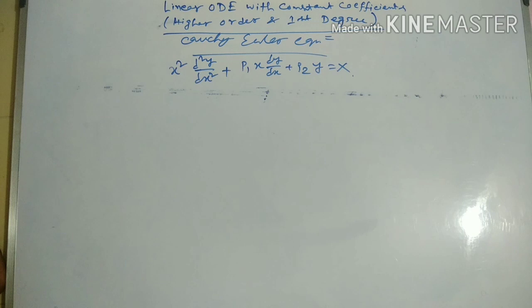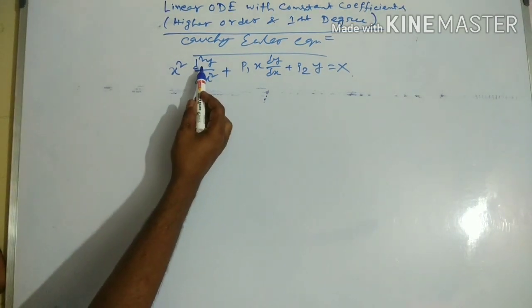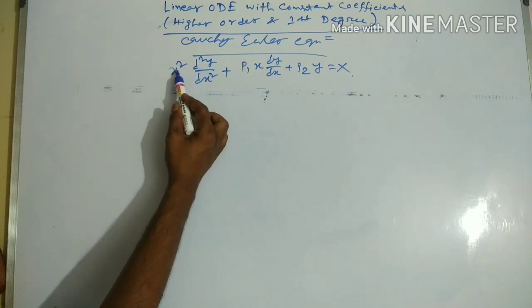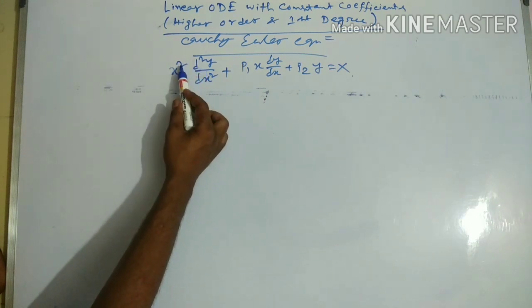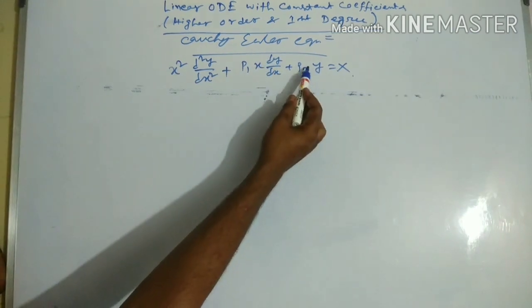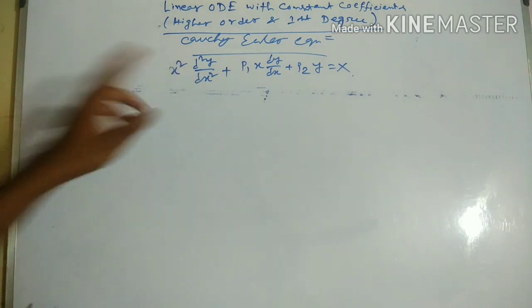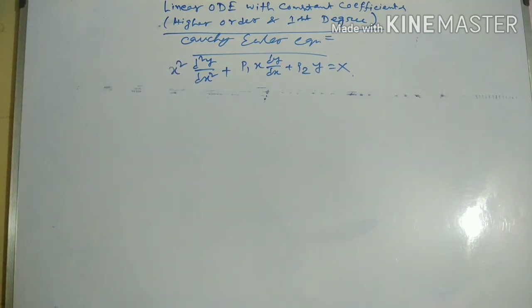The rule is, you see always that the order of the differentiation is equal to the power of x. That is, here this is 2, here this is 2. Order of differentiation is 1, power of x is 1, no differentiation, no x. And you know that the right hand side function capital X is a function of x. So this is the rule: the order of differentiation will be equal to the power of x.